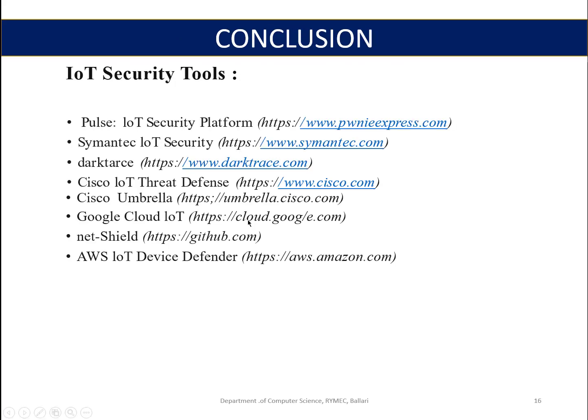Here is the conclusion. How can we protect our IoT devices? These are some security tools which are available on the internet. For example: Pulse, Symantec, Darktrace, Cisco IoT Threat Defense, Cisco Umbrella, Google Cloud IoT, NetShield, AWS IoT Device Defender.